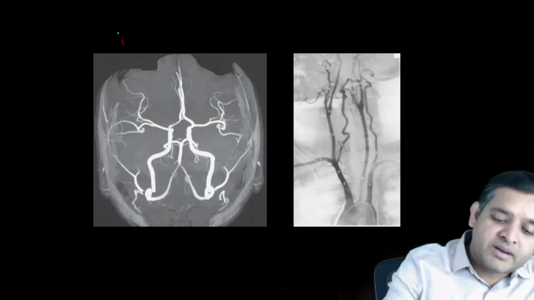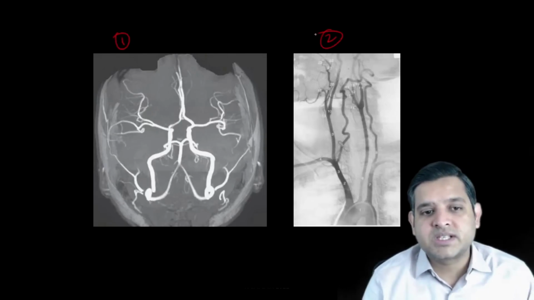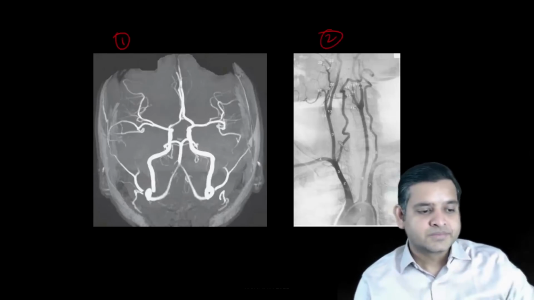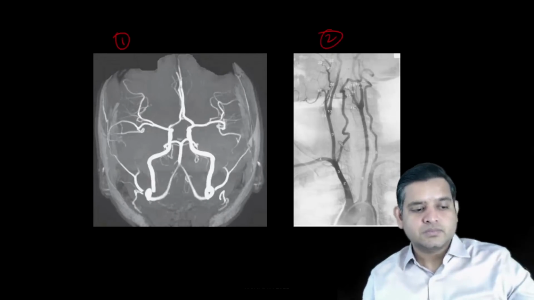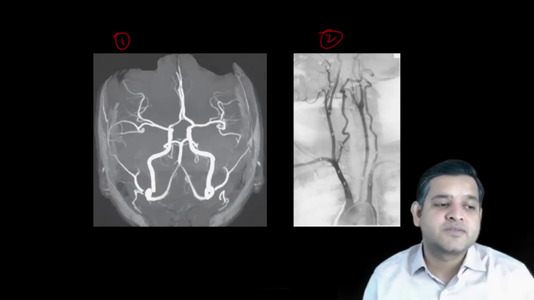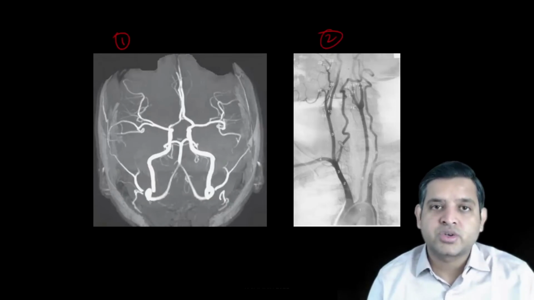Okay. All right. Now this is also a very favorite question of the examiner. They will give you this image and ask, tell me the name of the investigation. So anybody who can tell me what is the name of these investigations, image number 1 and image number 2? Yes, please. Whenever you see the vessels, the first answer that should come to your mind is angiography.